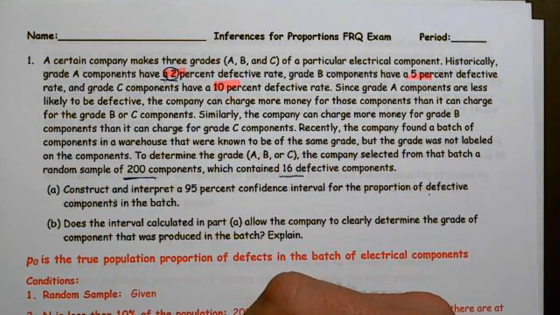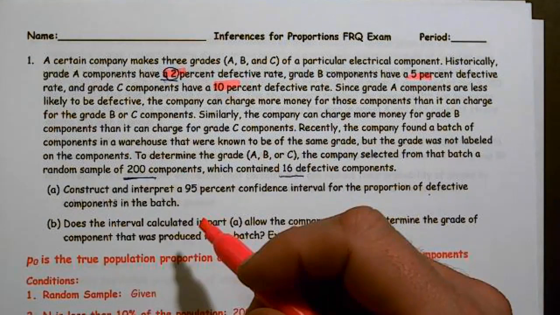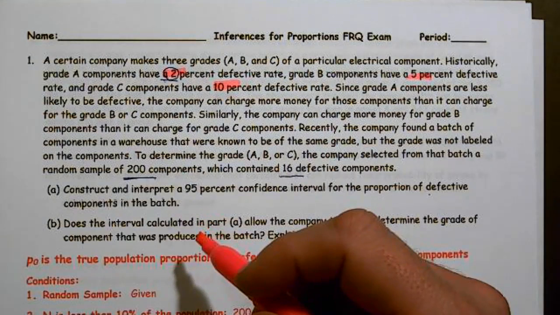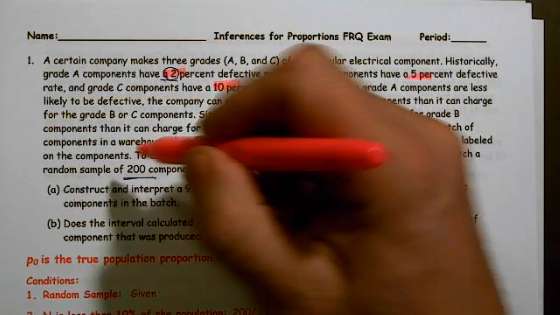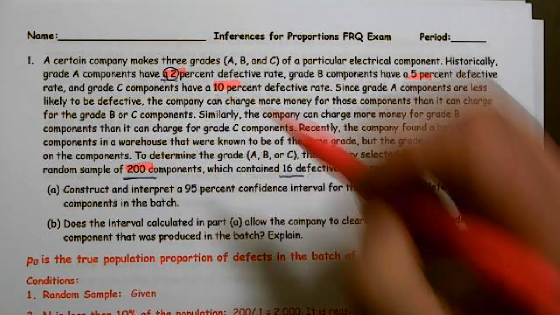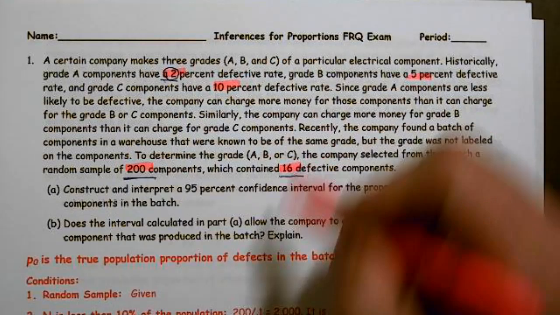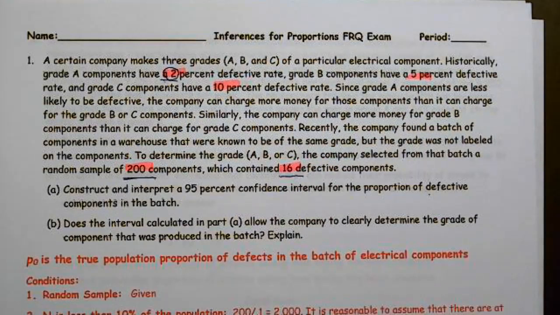Recently, the company found a batch of components in a warehouse that were known to be of the same grade, but the grade was not labeled on the components. To determine the grade A, B, or C, the company selected from that batch a random sample of 200 components, which contained, when they checked it, 16 defective. Construct and interpret a 95% confidence interval for the proportion of defective components in the batch.